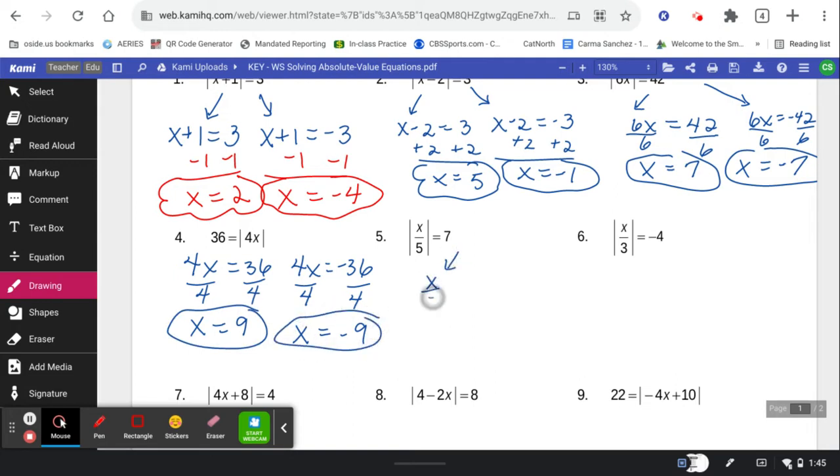First possible answer, x over 5 equals positive 7. x over 5 equals negative 7. How do I get rid of a 5 in the denominator that's dividing? You're going to multiply by 5 so that that crosses out. 7 times 5 is 35. Negative 7 times 5 is negative 35.